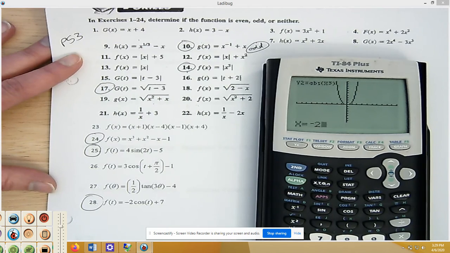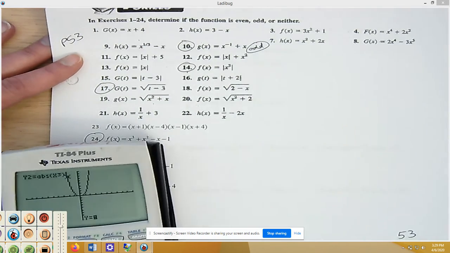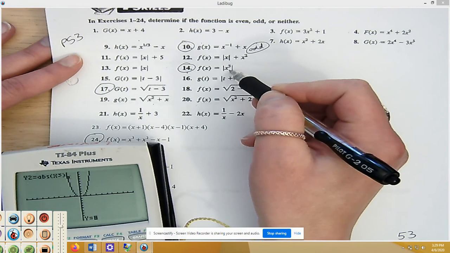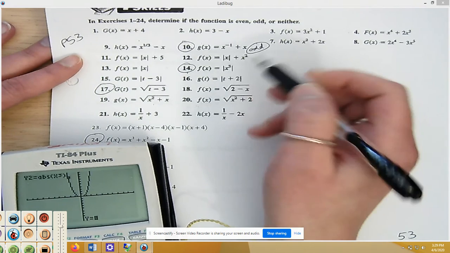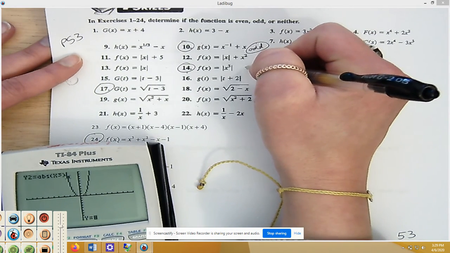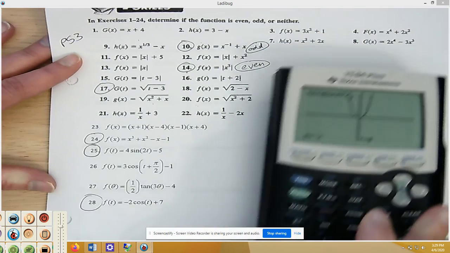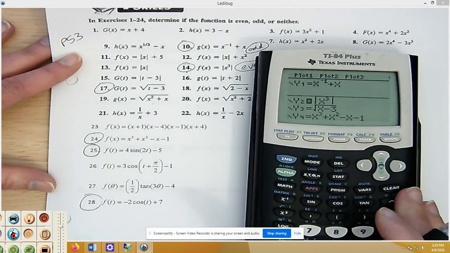If I plug in -2, I still get 8, which now thinking about it, even if you did 5, you get 125. -5, you're still going to get positive 125. So you might have been able to think that one through. So this one's even. This one I think would have been a little bit harder to figure out. All right, I'm going to come over here to 17.